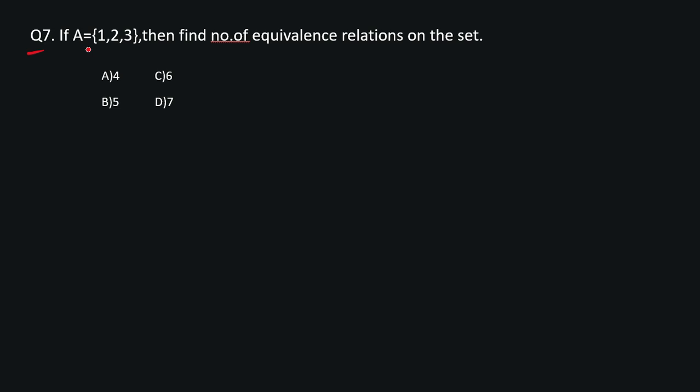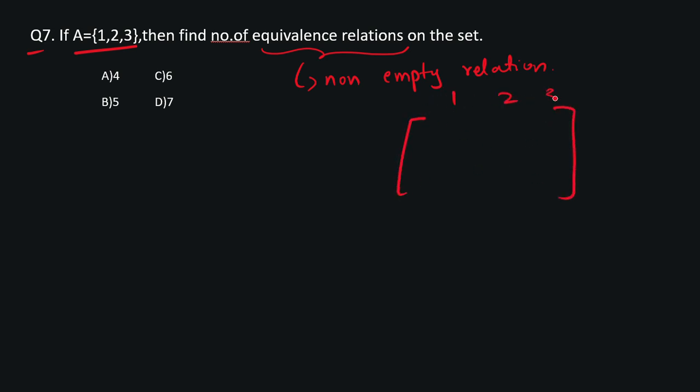In this question, given that set A is equal to 1, 2, 3, find the number of equivalence relations on set A. What does equivalence relation mean? It means a non-empty relation on set A. Non-empty relation. Here, if you make a matrix 1, 2, 3 and 1, 2, 3.